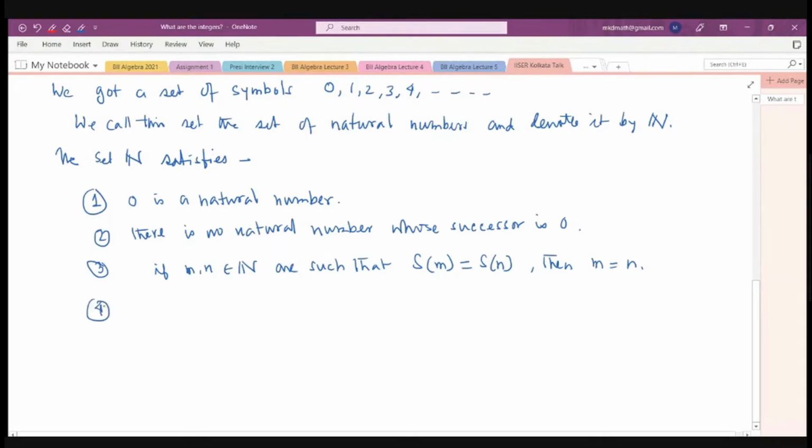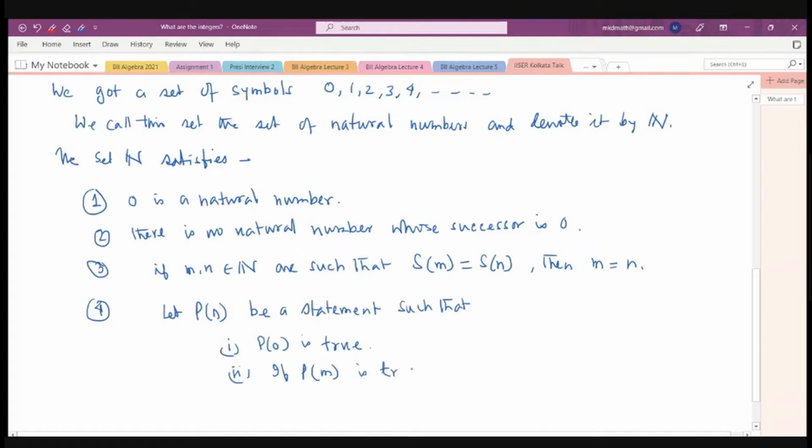And number 4, let P(n) be a statement involving n, where n is a natural number, such that one, P(0) is true, and two, if P(m) is true, then P(S(m)) is true. Then P(n) is true for all n.